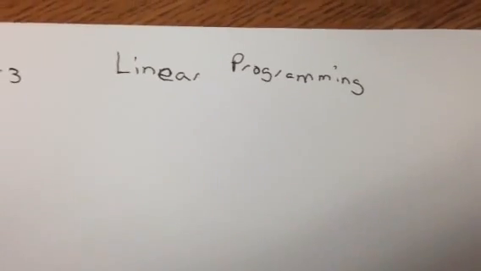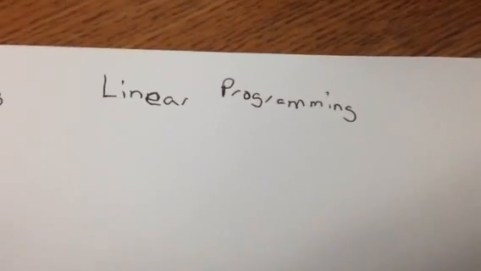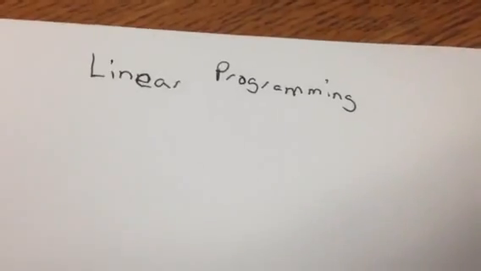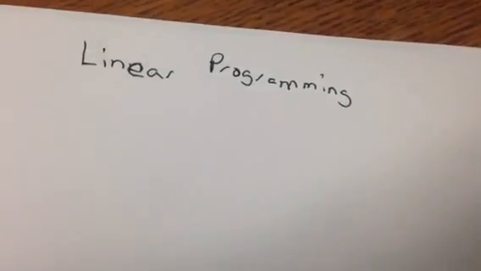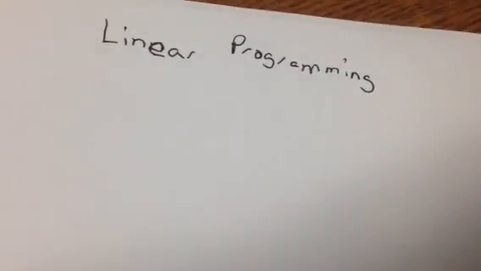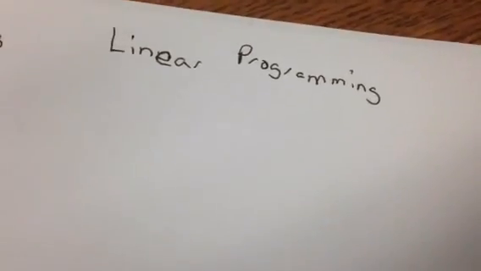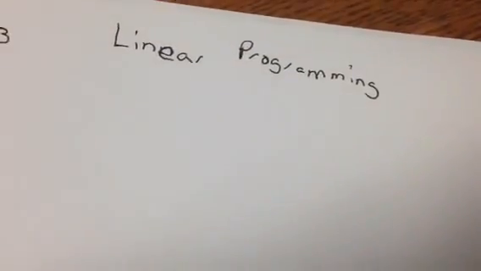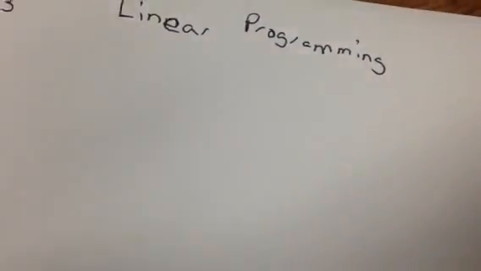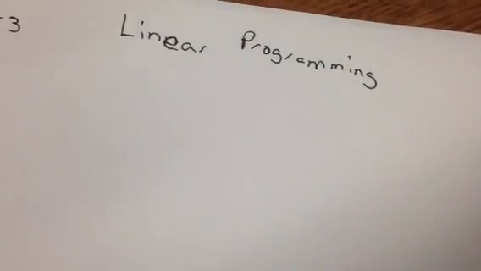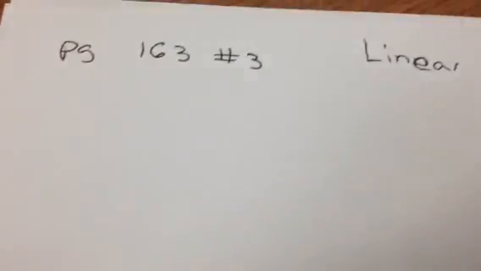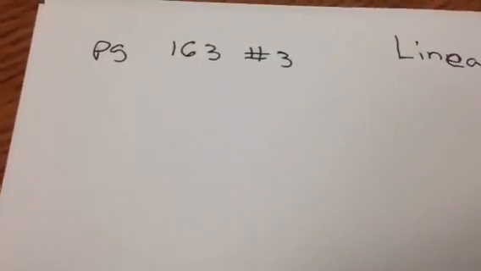Today's lesson was on linear programming, so we want to make sure that when we do the homework tonight, we're comfortable seeing how linear programming works. We're going to have several constraints on a situation, and we're going to be able to figure out what maximizes or minimizes a third value. Now we're going to look at two problems. The first one, page 163, number 3.